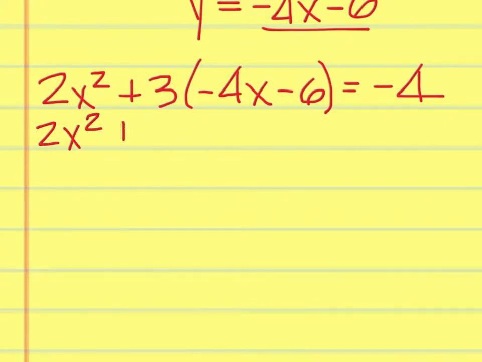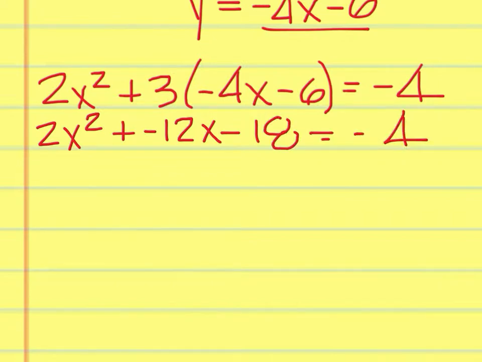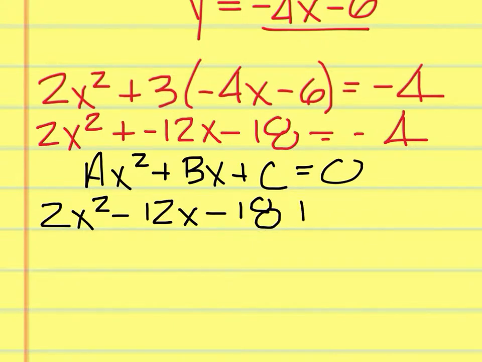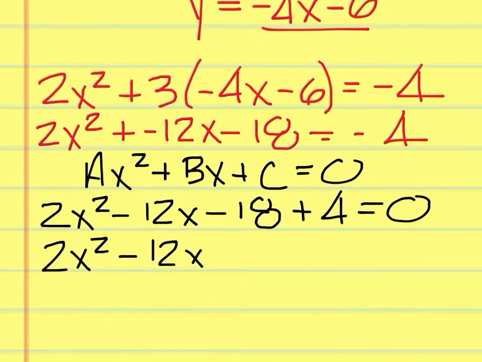Simplify by multiplying through by 3 to get a negative 12x minus 18, then equals a negative 4. Remember, you must have it in this form, ax squared plus bx plus c equals 0. And we have 2x squared minus 12x minus 18. Move the minus 4 to the left, and then simplify the back end. Negative 18 plus 4 is minus 14.